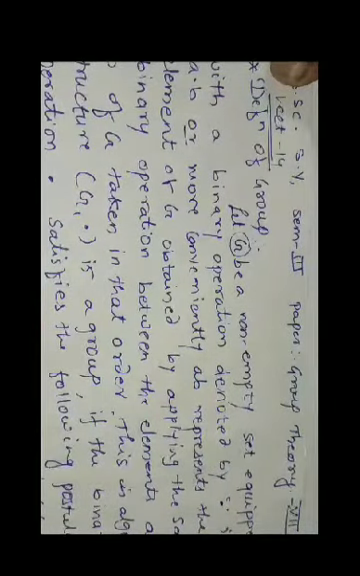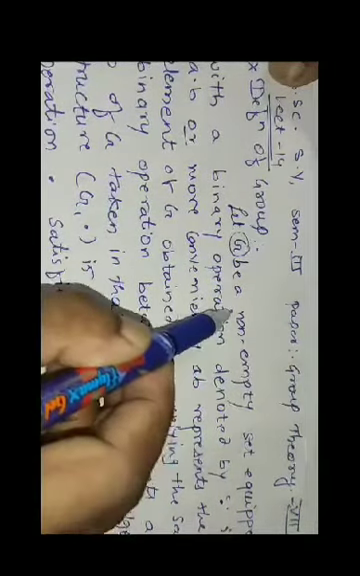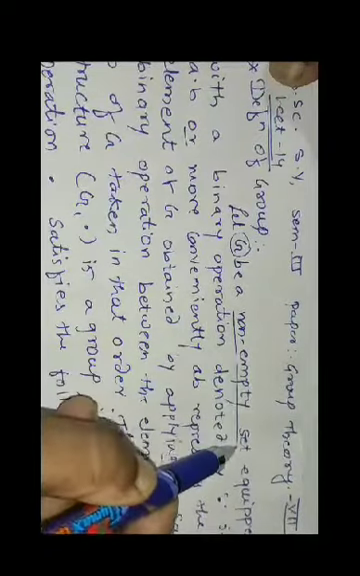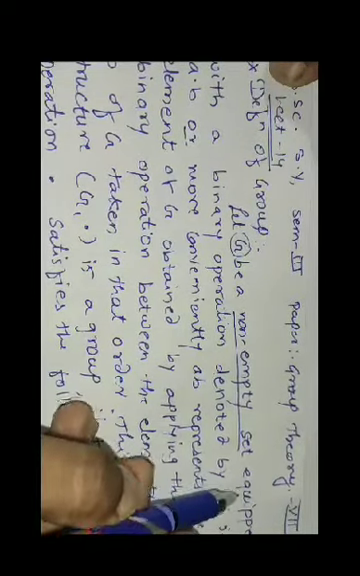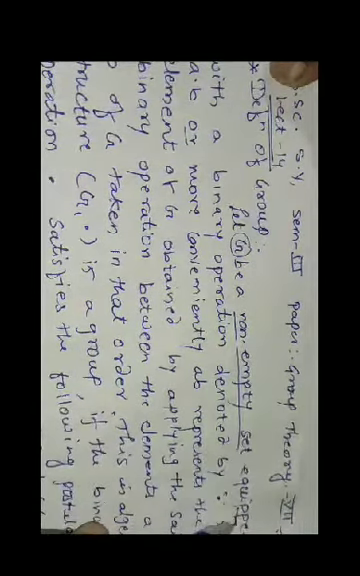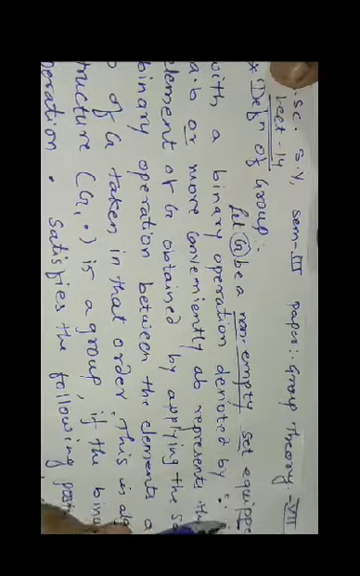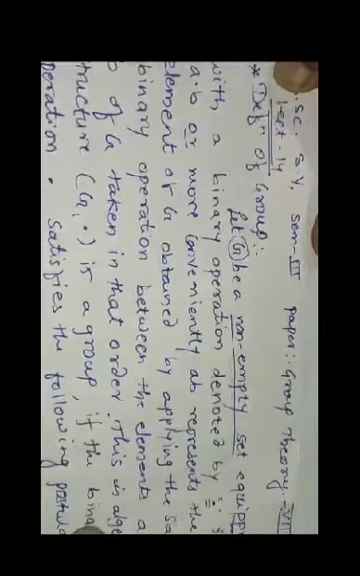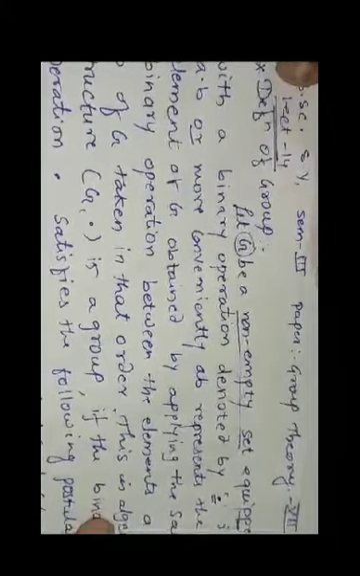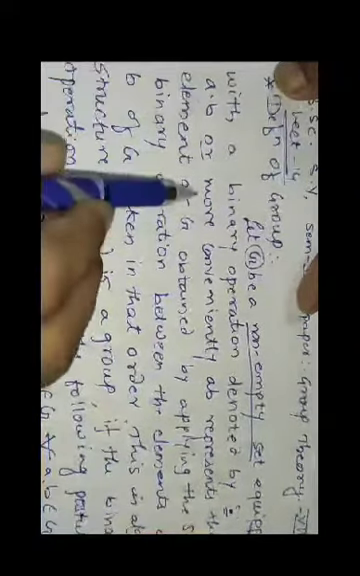Let G be a non-empty set. See here, G is a non-empty set. This word is very important, non-empty set, equipped with a binary operation denoted by dot. Dot is a special binary operation. That is, this A dot B, or more conveniently we just write AB.